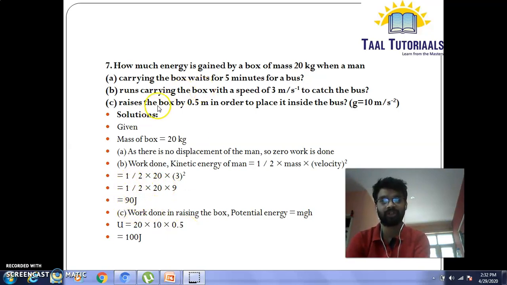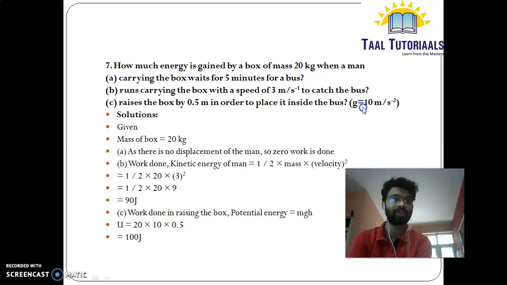Now third, raises the box by 0.5 meter in order to place it inside the bus. So here potential energy has been used. Potential energy formula is mgh, where m is 20, g is 10. You have to be very clear on this: in the question only they are giving you a hint what formula is to be used. So g is 10 and h is 0.5. So mgh, 20 into 10 into 0.5, that becomes 100 joule.